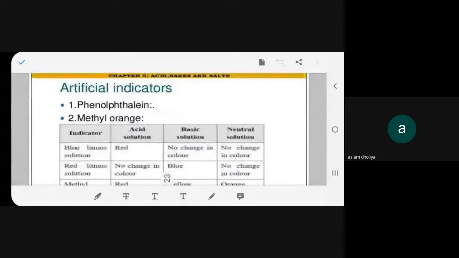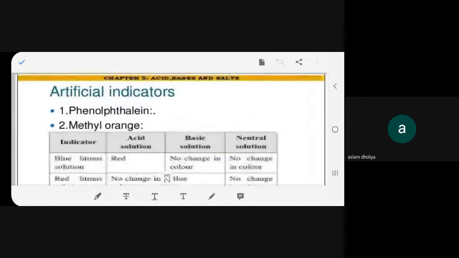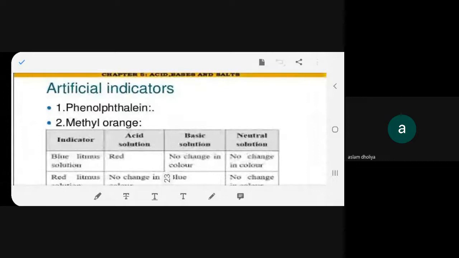Now we'll see. These were all natural indicators. Now tell me what the natural indicators are, beta. Tell me the names of the natural indicators one by one. You have to just go through the uploaded video. That's it. You don't have to do anything except what I tell you to do. Now tell me what the natural indicators are. Name them one by one.